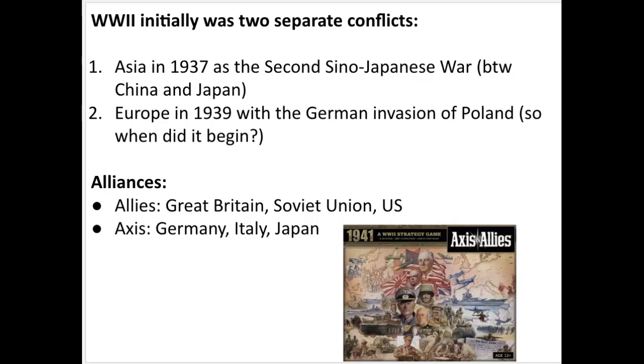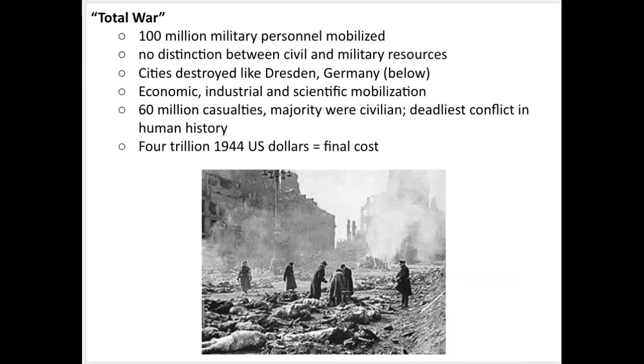So the Allies are Great Britain, the Soviet Union, and the United States, whereas the Axis powers are Germany, Italy, and Japan. And Italy, once again, like they did in World War I, will switch sides because the Allied invasion will liberate Italy at the end of the war from Nazi rule.